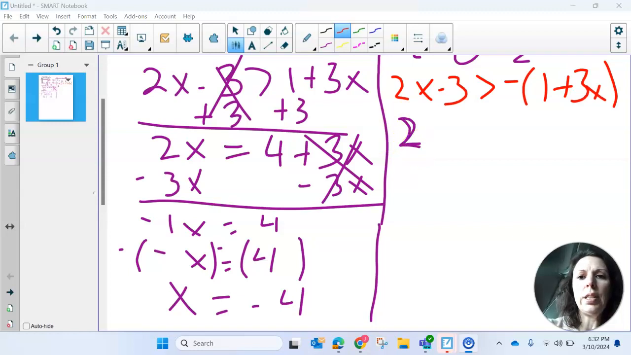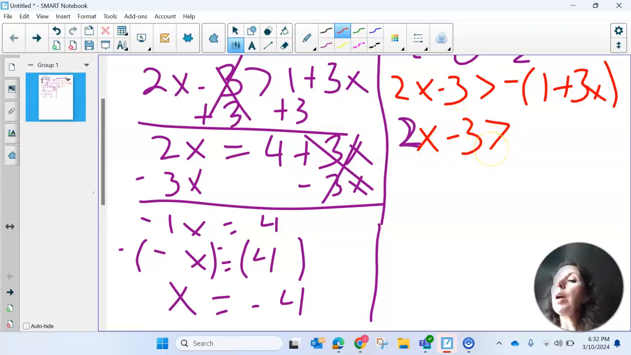Let's see if it still didn't. It says it. 2x, there it goes, -3. And then I want to multiply that negative out. So a 1 times a negative is a negative 1. And then our plus is going to change into minus 3x.